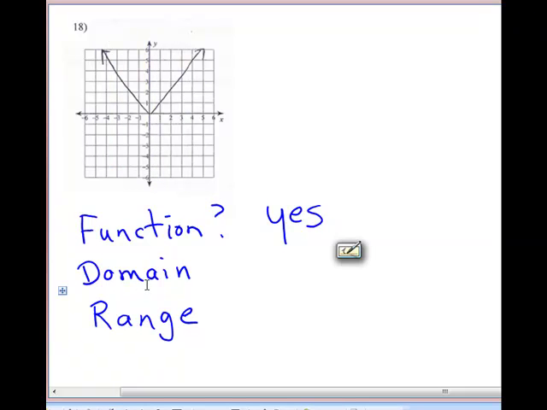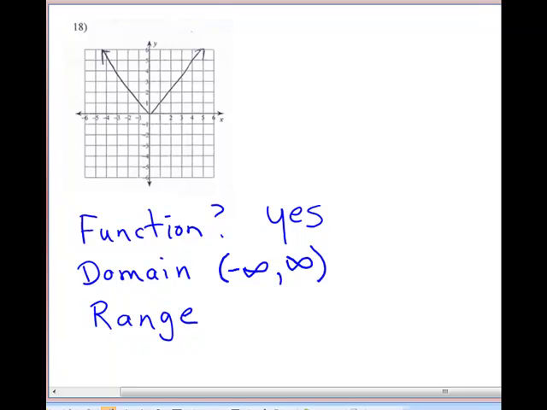Next, we'll look at domain. Domain is what can the x be? So looking across, going to the left, we have the arrow. So we can continue forever towards the left. So there's no restriction. Also towards the right, we have an arrow, so it will continue. So going across, we're going from negative infinity to positive infinity.